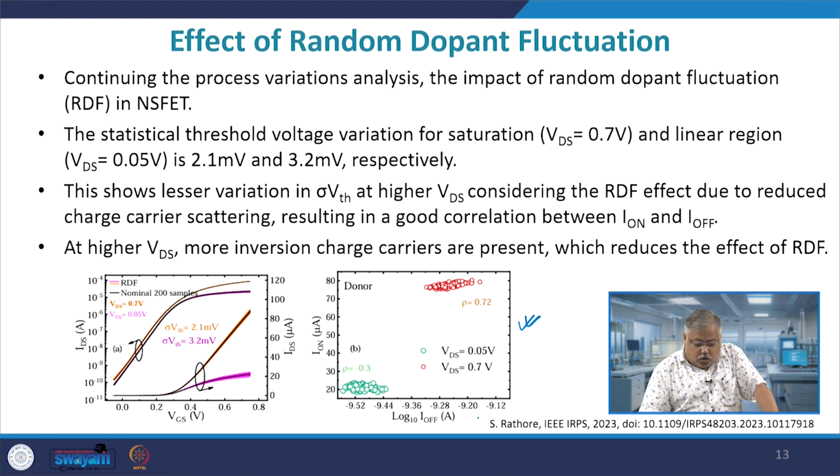You see the log of I off versus I on, and when your rho is equal to 0.72, the correlation factor is quite high, whereas the correlation factor is very low here. That means when you increase the value of VDS, the correlation becomes very high, which means that there is good correlation between I on and I off.